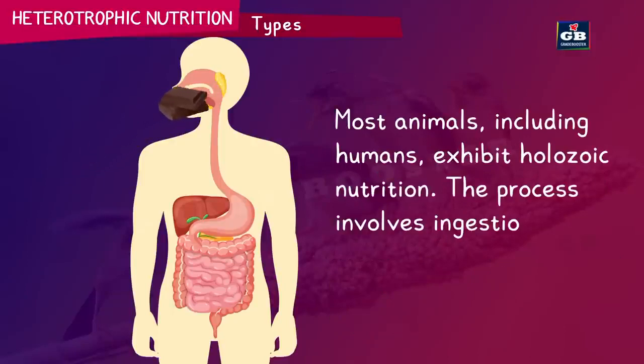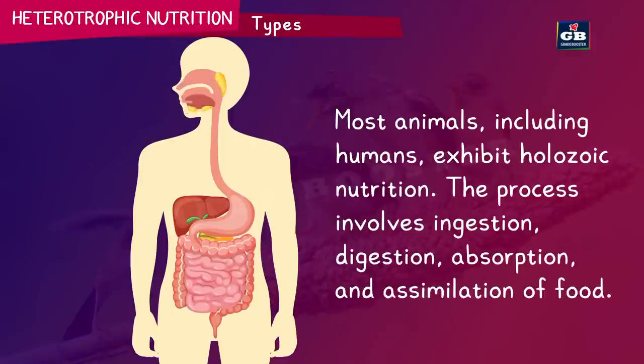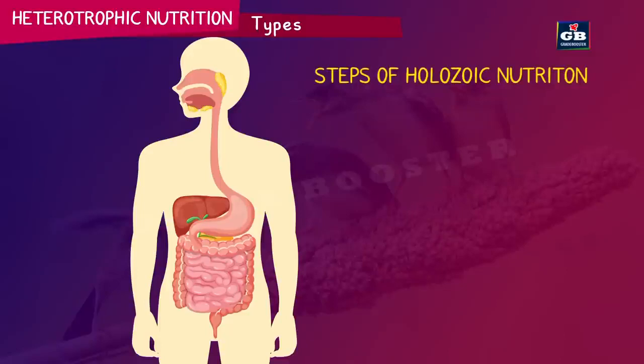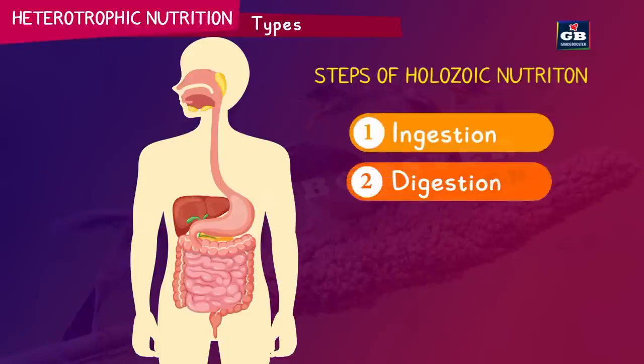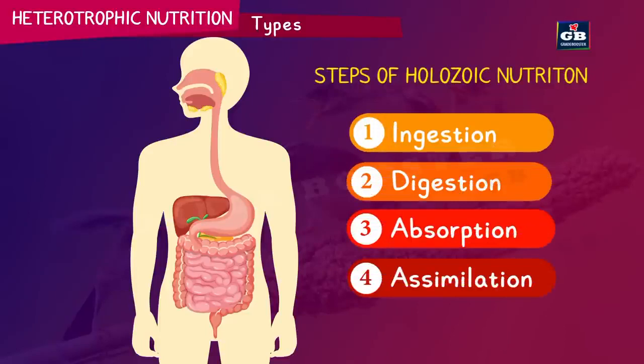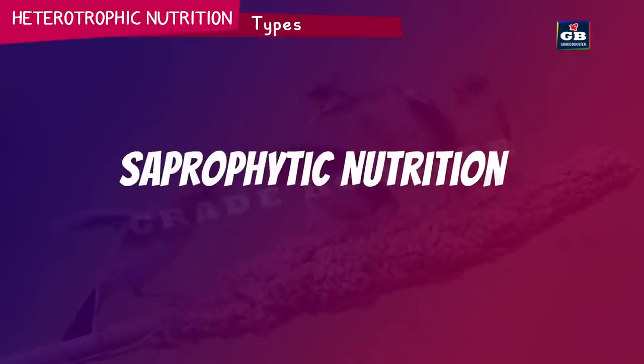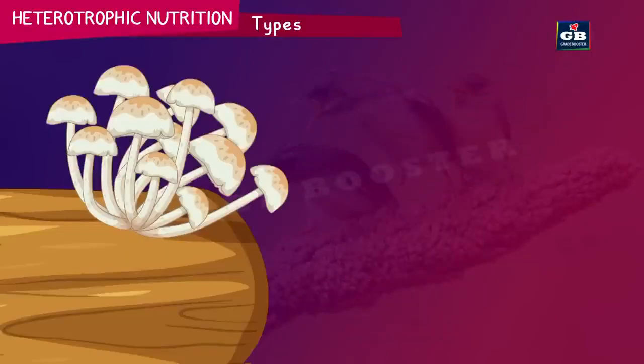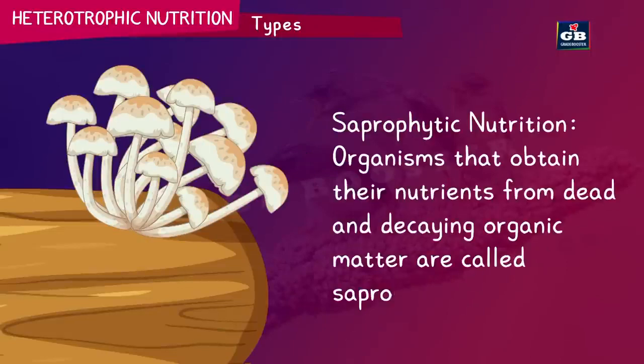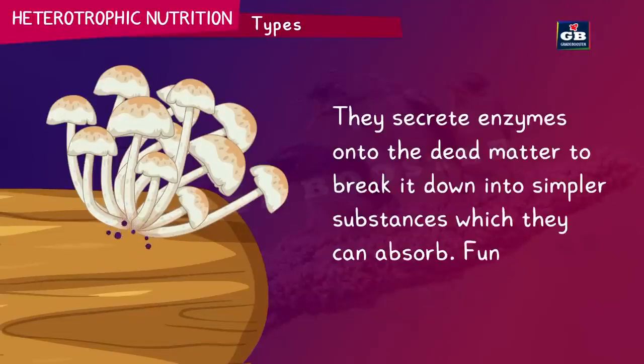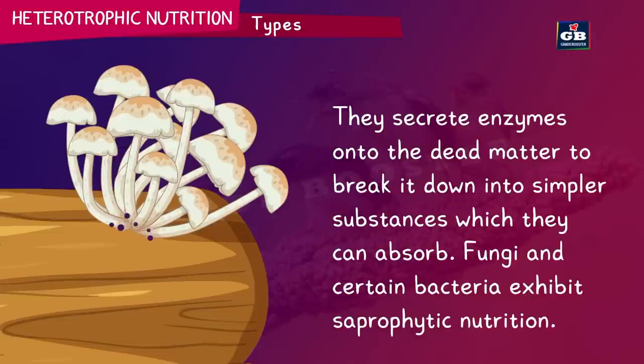Most animals, including humans, exhibit holozoic nutrition. Holozoic nutrition involves ingestion, digestion, absorption, assimilation, and egestion of food. Saprophytic nutrition. Organisms that obtain their nutrients from dead and decaying organic matter are called saprophytes. They secrete enzymes onto the dead matter to break it down into simpler substances which they can absorb. Fungi and certain bacteria exhibit saprophytic nutrition.